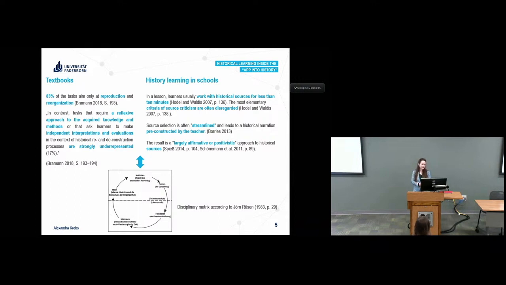And this you can define with the disciplinary matrix according to Jörn Rüsen. So historical thinking and also learning should start with questions in the present about the past and our interests and perspectives on this. And then students should also think about how can we answer these questions, what materials do we need, what sources, and then they should search for these materials and analyze them, and then they should narrate their own history, and this history can also be different from the history of the teachers or from the textbooks.